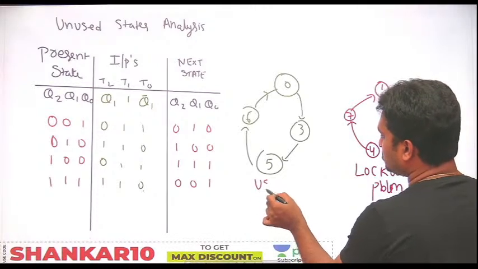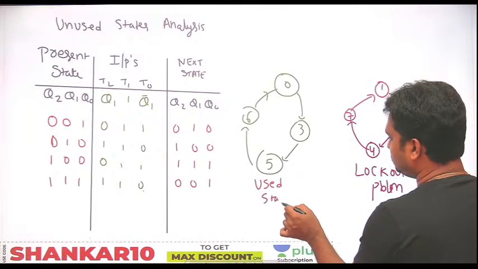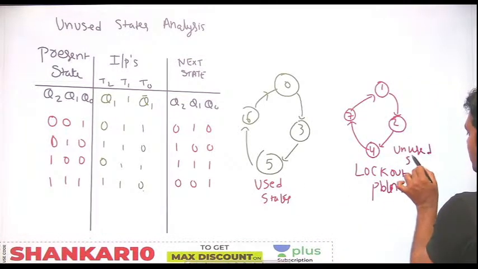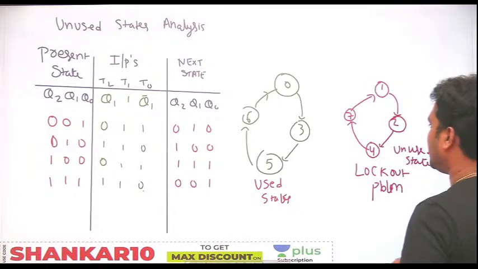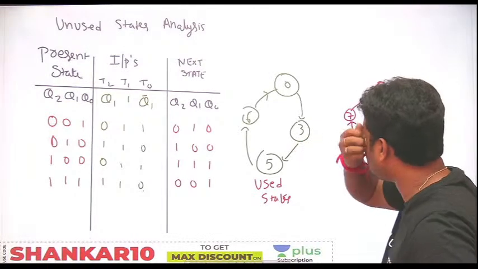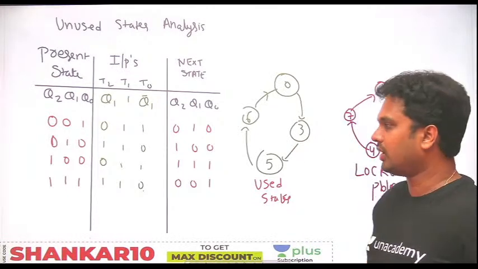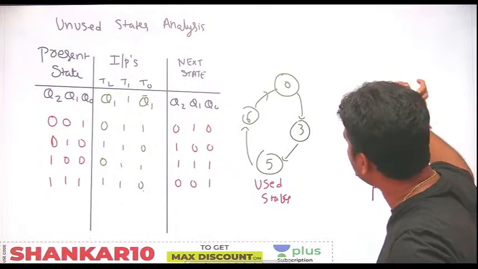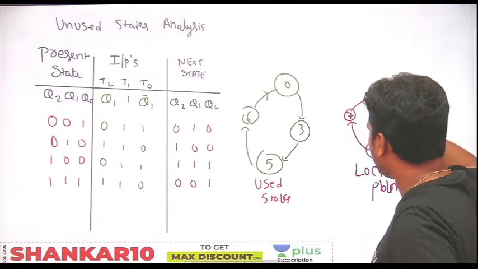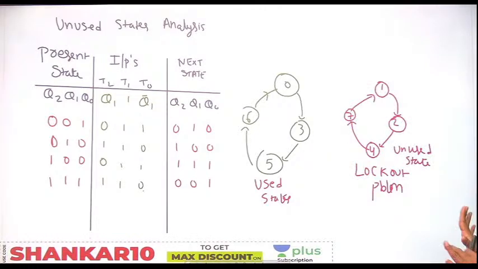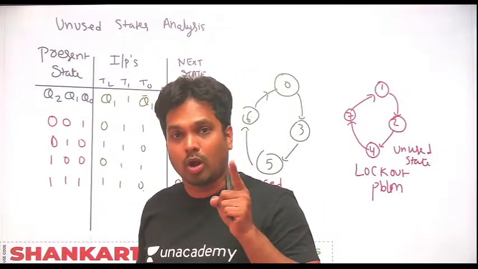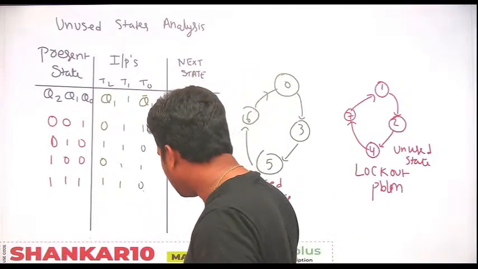Okay, these are the used states. This is unused states. If by luck your design is like that, by chance if it occurs also it comes back to the original state, so then no problem. But if after 1 it is not 2, 3, then no issue, because it will come back to used states and it will rotate. But because of this particular design, it is happening in this case only. This is called lockout problem, and the counter is called non-self-starting. Here we need to restart the system.